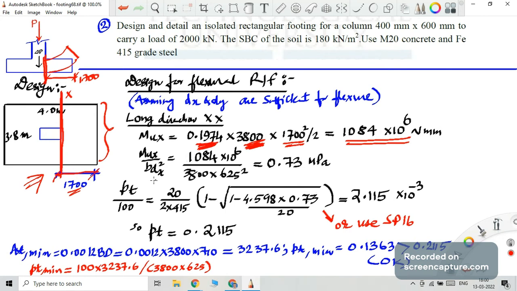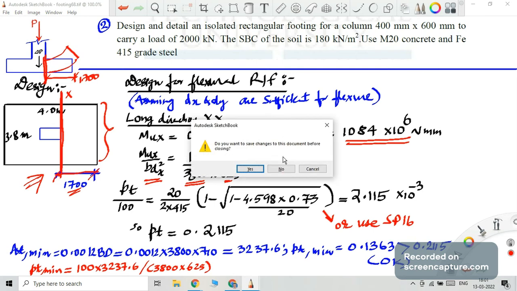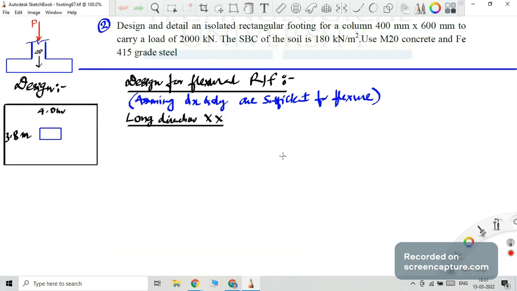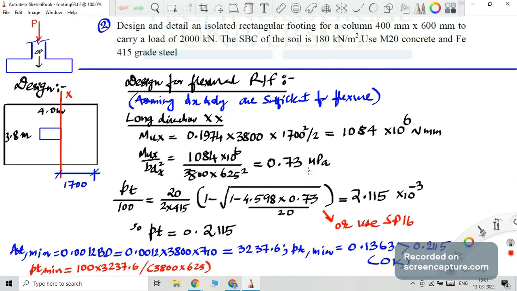Okay, now next you need Mu by bd square. So I have calculated that Mu is available here. B is the entire width of the cantilever beam, 3800, and dx is 625. We have calculated that earlier, 625. So 0.73 megapascal. Then from this stage, you can even use SP16 also to calculate the PT.